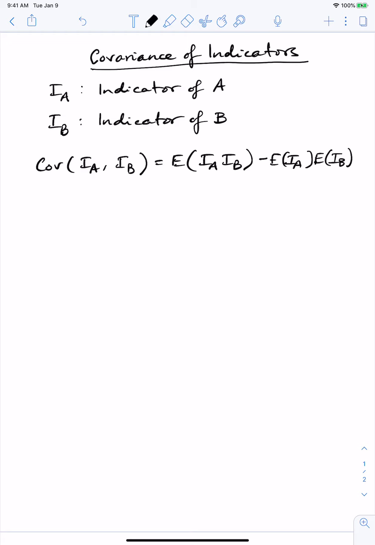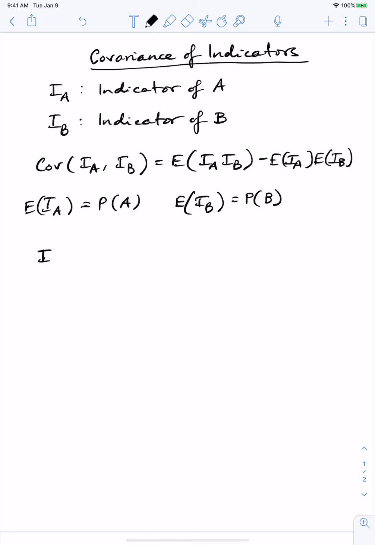Now, which of these bits do we know? We certainly know that the expectation of an indicator is the probability of the event that it indicates. So that second piece we know. And we now have to look at the product, the indicator of A times the indicator of B. This is a random variable. And what are its values? Values are either 0, 1.